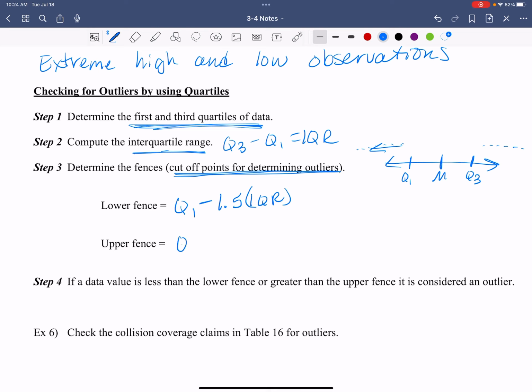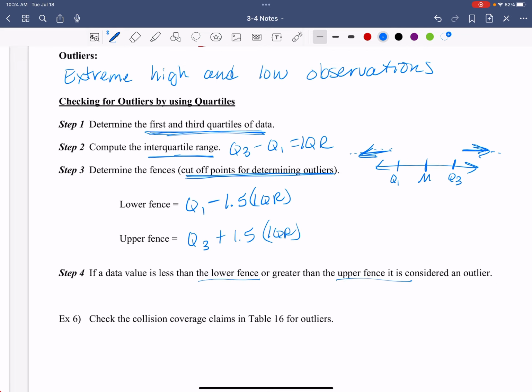The upper fence is the same concept, but from quartile 3, I'm saying plus 1.5 times that interquartile range. I'm saying how far out is my data. And if it's outside of that, it's considered extreme, and that's what makes it an outlier. So if the data value is less than the lower fence or greater than the upper fence, that's what makes an outlier. All right, so let's do that.